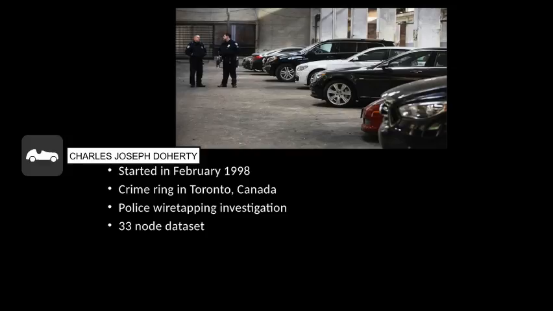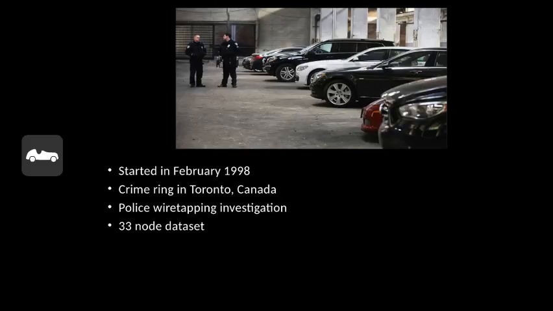Project Togo started in February of 1998 in Toronto, Canada, and lasted for 1 year. It all started when one of the participants in the crime ring told the police that he was a part of an operation that was stealing vehicles and reselling them. They were mainly reselling these vehicles to foreign countries. After this occurrence, the police began the wiretapping investigation, and that is where the dataset comes into play.